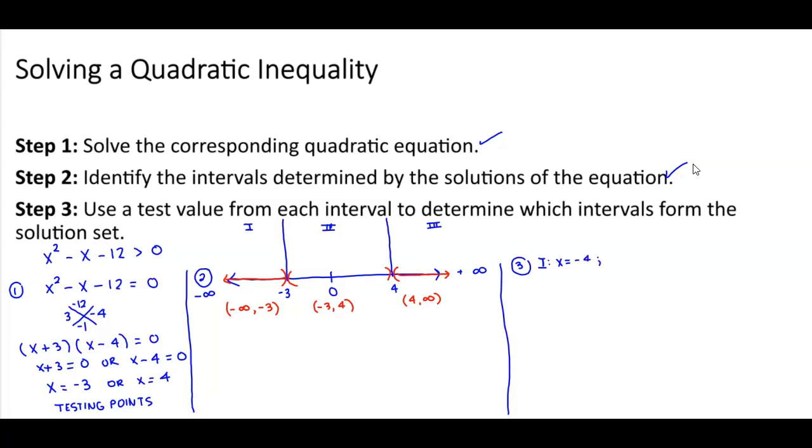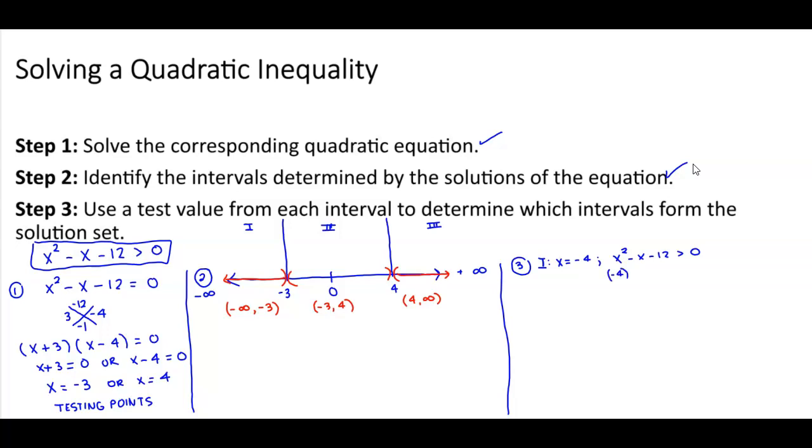And then we got to plug it into the original inequality. And that original inequality is the question that was given, which is x squared minus x minus 12, and we want to see if it's greater than 0. So what we're going to do is plug that value in for x and determine whether it's greater than 0.